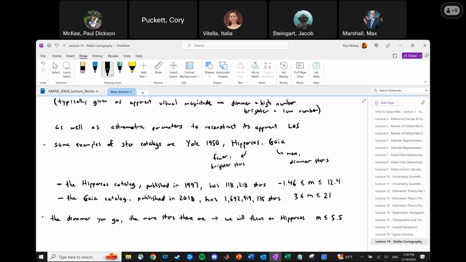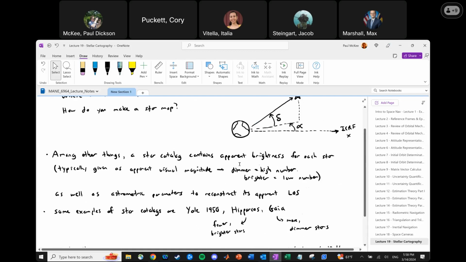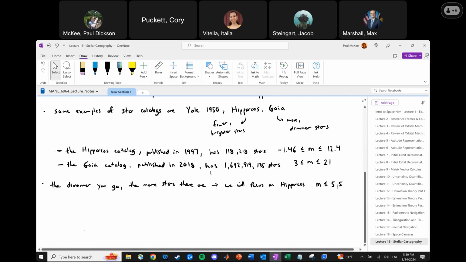So how is it that we use right ascension, declination, parallax, which is the distance to a star, proper motion, which is how much the star is moving, and any other information to actually reconstruct its apparent direction? So that's the next thing we're going to discuss, and that is called the standard model.